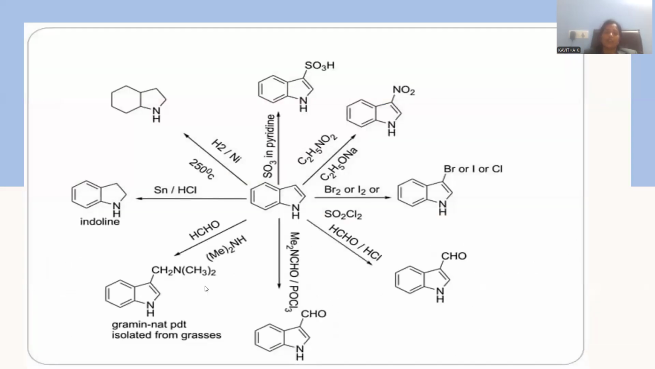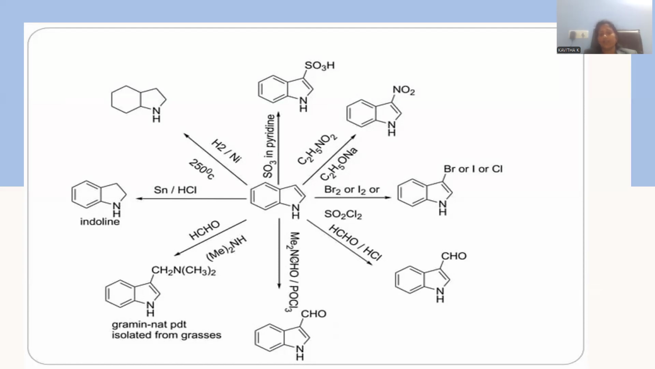And there are so many kinds of chemical transformations taken in the single slide. This is a kind of sulfonation reaction at position number 3. And this is said to be nitration at position number 2. And this is called halogenation. Bromo, iodo, chloro can be substituted at position number 3. And this is a kind of formylation reaction at position number 3.